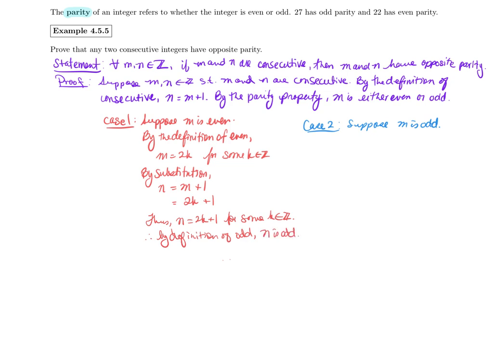And notice I'm not going to put a QED here because we aren't actually finished with our whole proof. We're only finished with the first case. Let's try the second case. We're going to suppose m is odd. And we'll say by the definition of odd, we know then that m is equal to 2k plus 1.